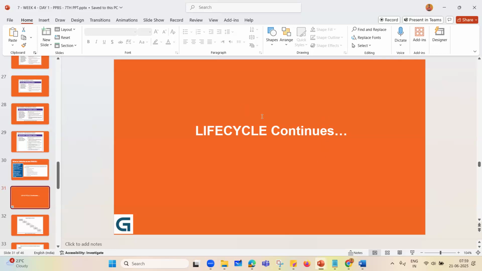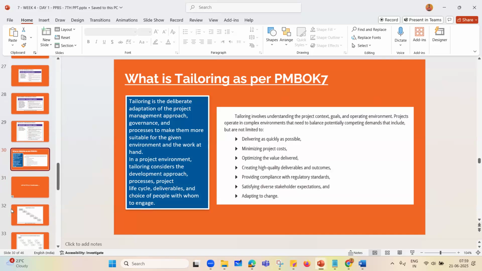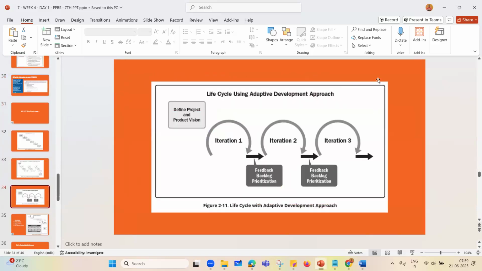So before we continue with the life cycles further, we are going to quickly cover something. Have we talked about tailoring as per PMBOK 7 earlier? Yes, we have spoken about it. Fine, fantastic, not a problem. So let's move further.